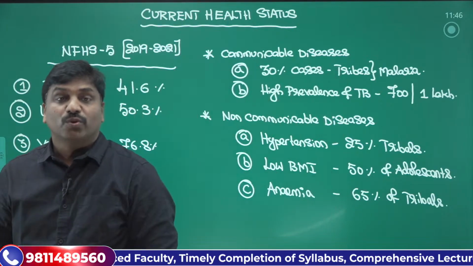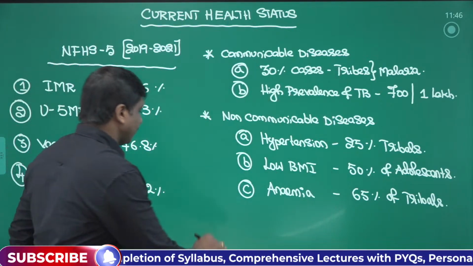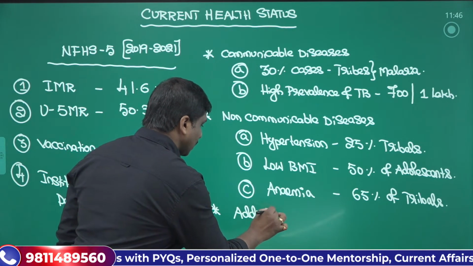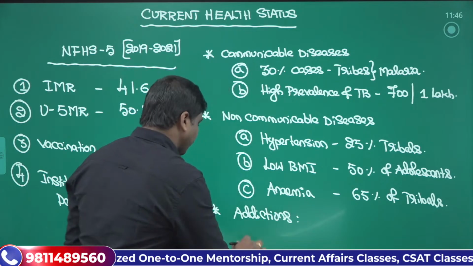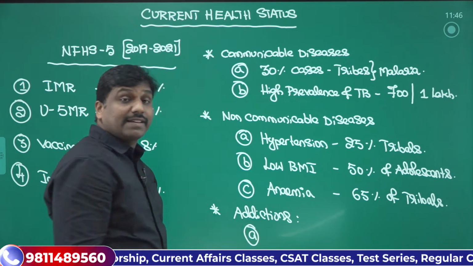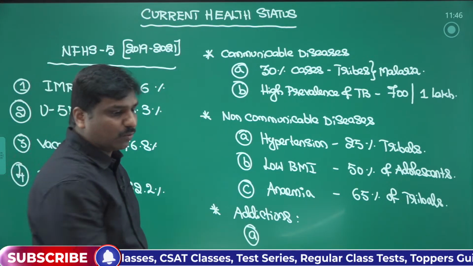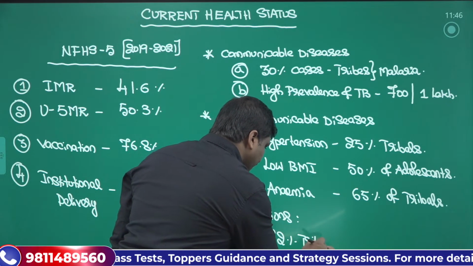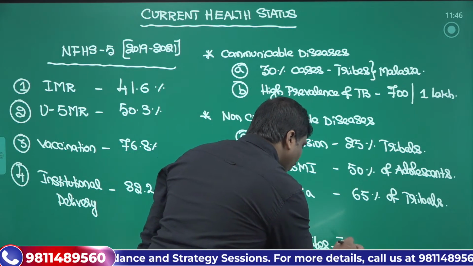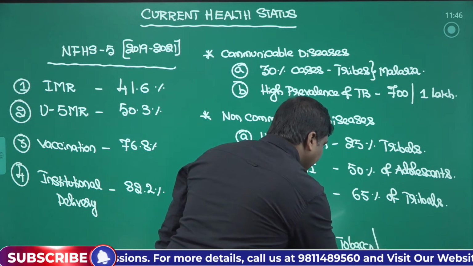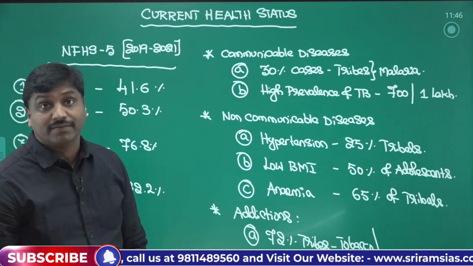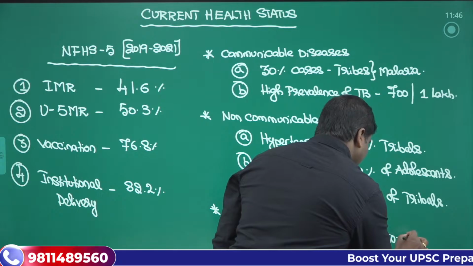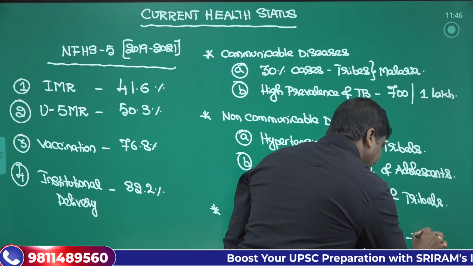Furthermore, if you look at the addictions point of view, what kind of addictions they will have. In terms of addictions, friends, mostly around 72% of the tribals are addicted to tobacco. So 72% of tribes for tobacco usage, and more than 50% of the tribes are addicted to alcohol. So 50% for alcohol addiction.